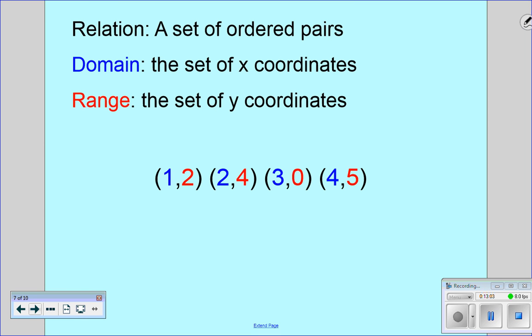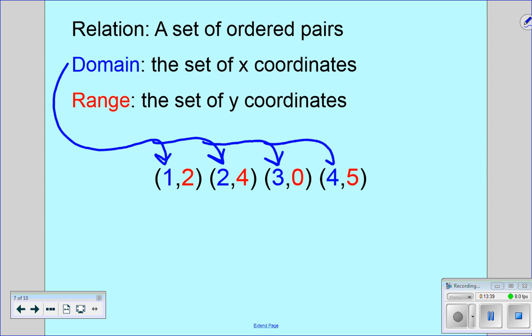Alright, this is probably the newest thing to you, though. This is the one new thing today, and it's called domain and range. Domain and range. And a relation. A relation is your set of ordered pairs. Domain and range are domain's a set of x coordinates, and range is a set of y coordinates. I don't think we did this last year. So domain is here, here, here, here.